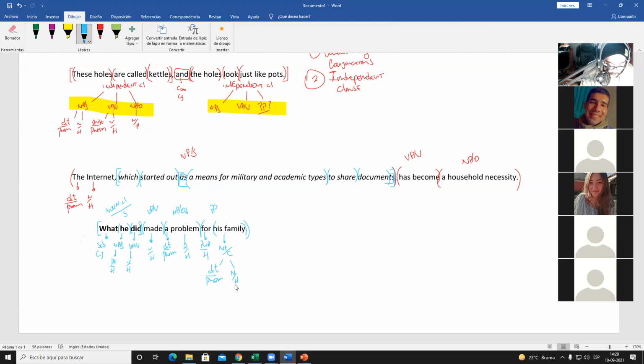The important issue here is the following. The subordinate clause, the dependent clause, is called noun clause. Why? Because it is used as a subject, right? Any problem? ¿Alguna consulta?